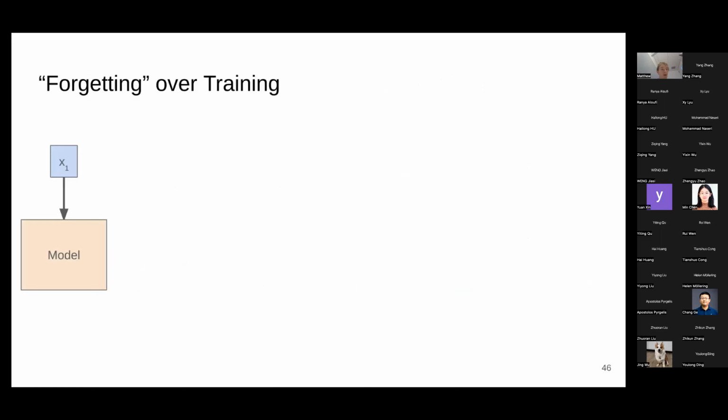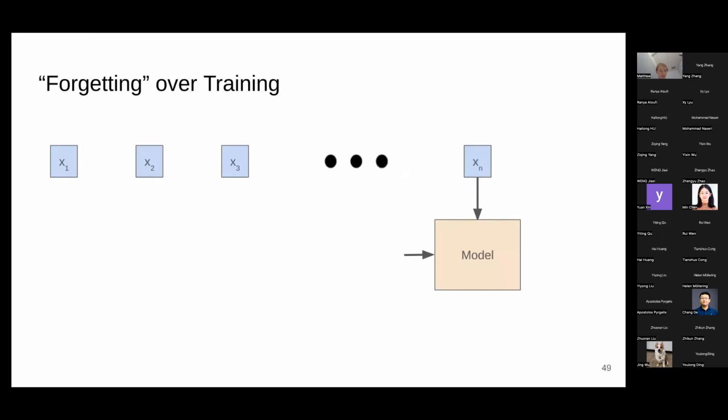Okay, so now I'm shifting. I'm going to talk about how membership inference decreases over the course of training, and this is an effect we call forgetting. The setting that I want to describe is one where you make one pass over a training set. So we start by updating some model on X1, and then we take that model and update it on X2, and then X3, and so on, up until Xn, and n is a very large number.